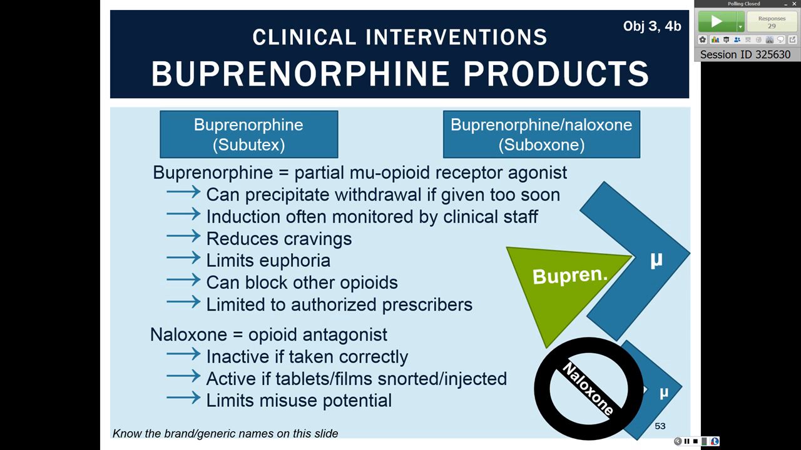Naloxone has absolutely no activity if you take it that way. It also has no activity if you swallow it. But buprenorphine also has no activity if you swallow it. So it has to be taken underneath the tongue or buccally. The naloxone is there to limit misuse potential. It has absolutely no activity if it's taken as prescribed. It is only there to limit the misuse of it.